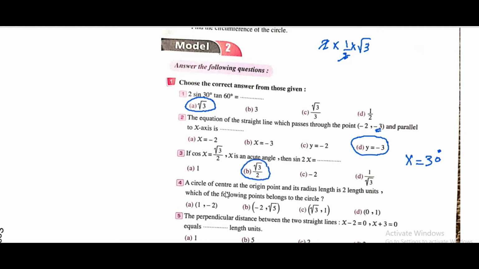A circle has its center at the origin point and its radius length is 2 length units. Which of the following points belong to the circle? We have a circle, its center is the origin point (0, 0). The radius is the distance from the origin point to the point on the circle.